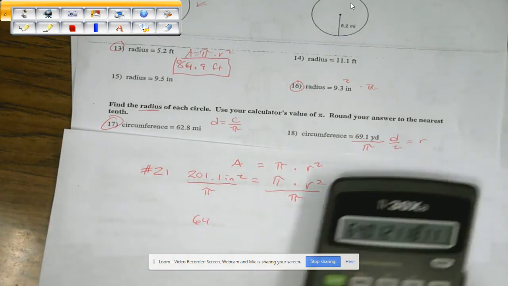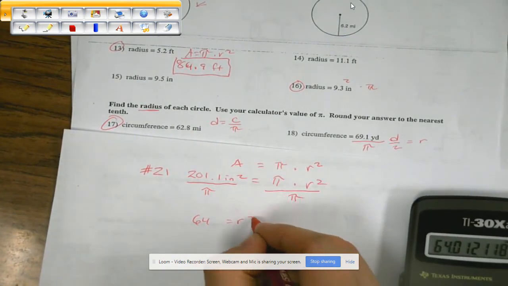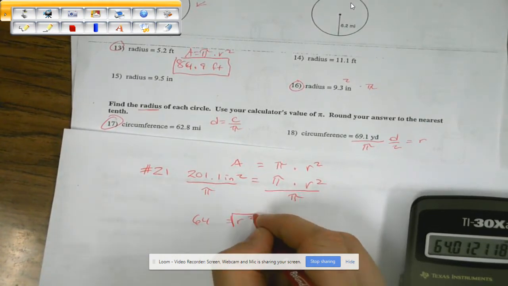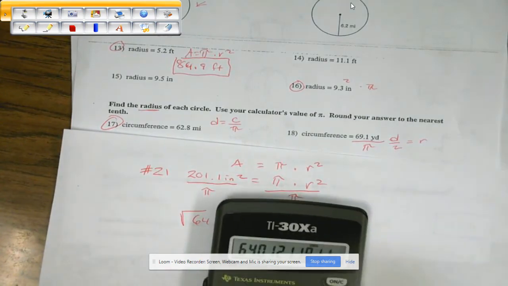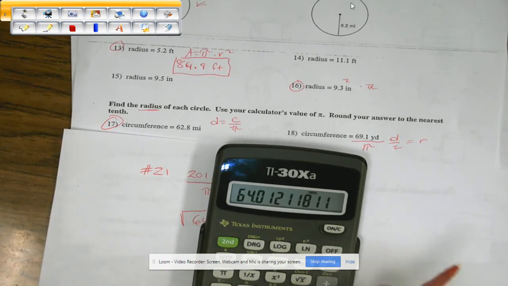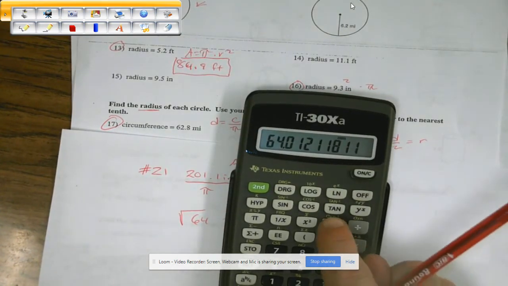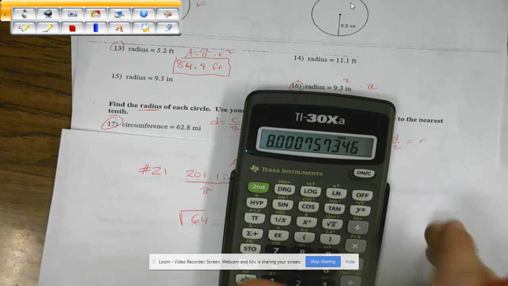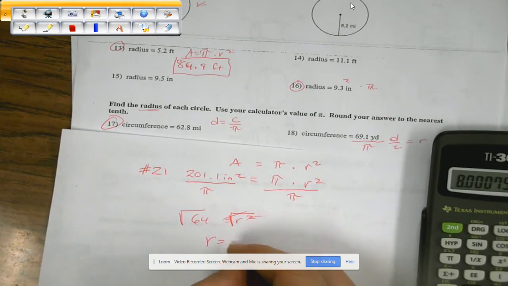Now I'm not going to clear my calculator. I'm going to leave them all on there. 64 is equal to r squared. So I'm going to take the square root of both sides. When I square it, it takes care of the square root. So now I'm going to square root this whole thing, and that's done with this button right here. I just hit square root, and basically that's 8. So my radius is equal to 8.